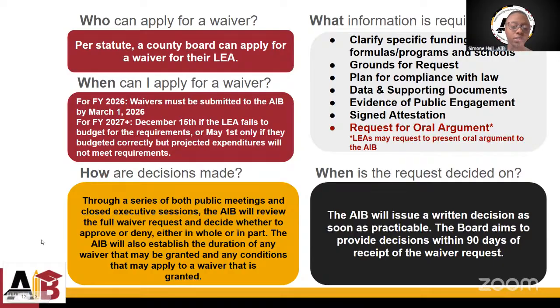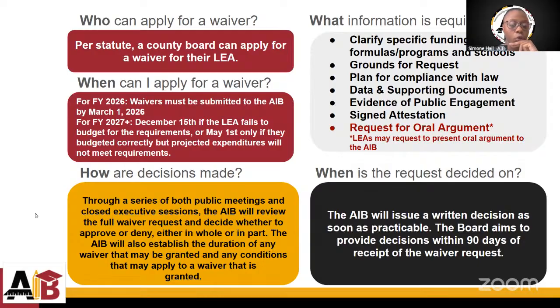So, for example, the board has had one request so far from Carroll County. Back in April of 2025, they submitted a waiver request. And during a special board meeting at the end of that same month, April 28th to be exact, the board deliberated and issued a decision on their waiver request submitted in that same month.